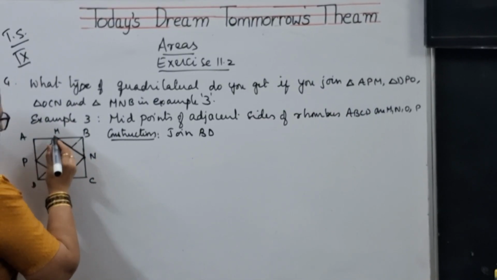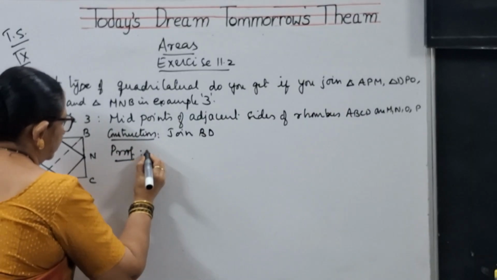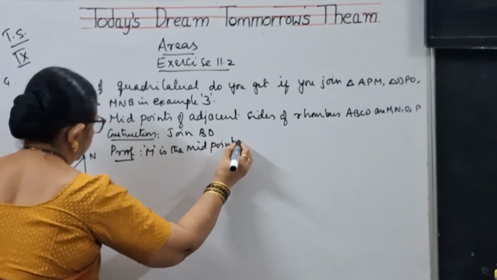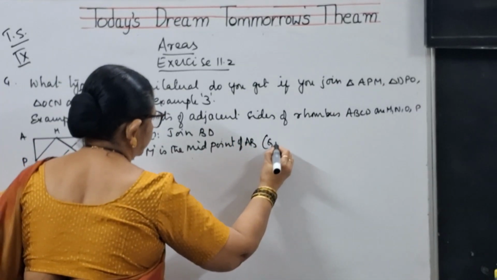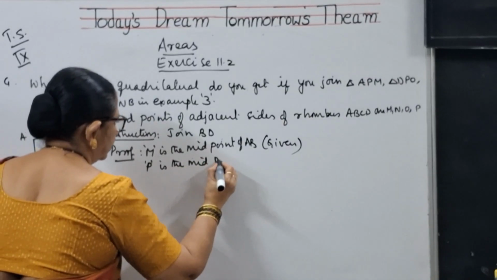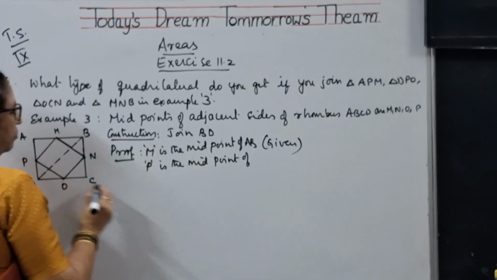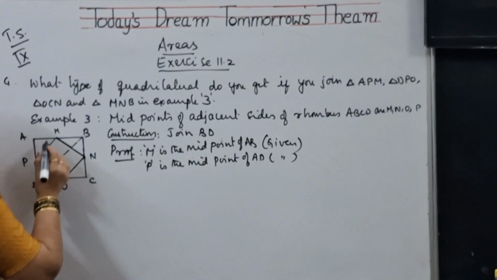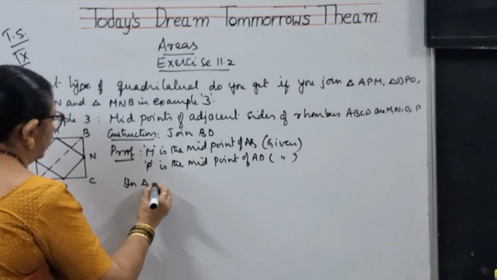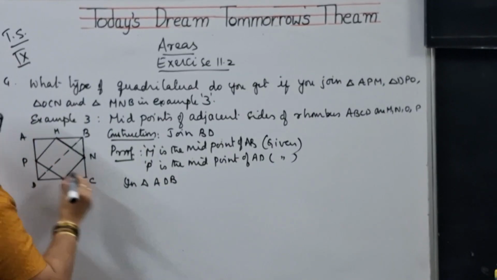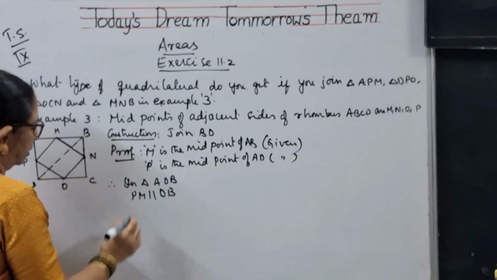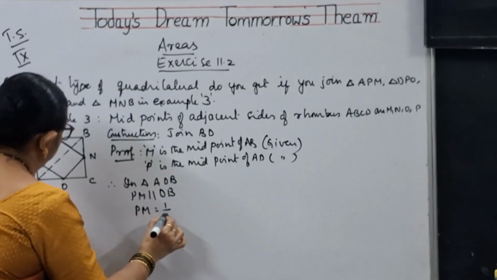If you join BD, the proof is M is the midpoint of AB, this is given to us, and P is the midpoint of AD. This is also given to us. When M is the midpoint of AB, P is the midpoint of AD, in triangle ADB, PM will be parallel to DB. PM will be parallel to DB, therefore I can say, and also PM is half of DB.